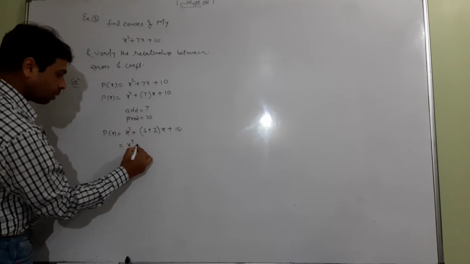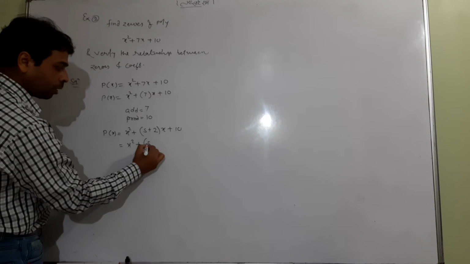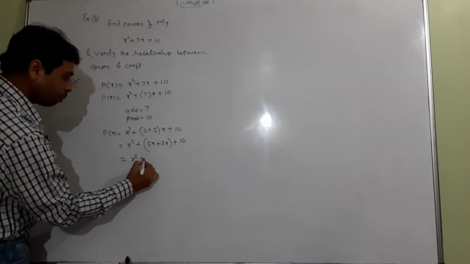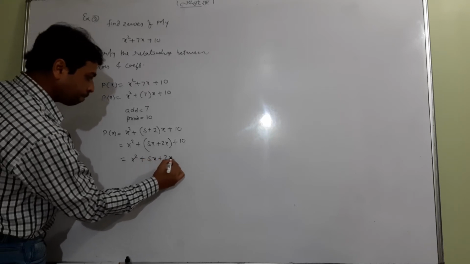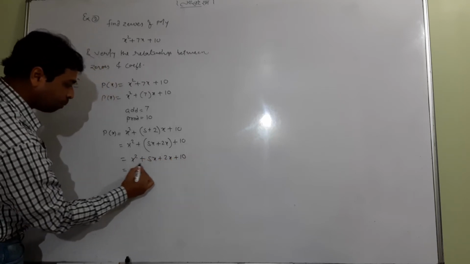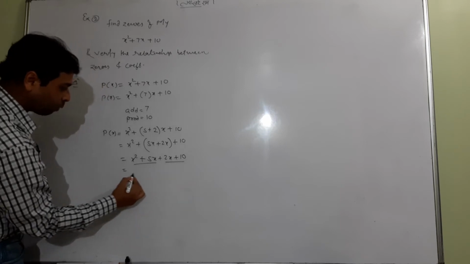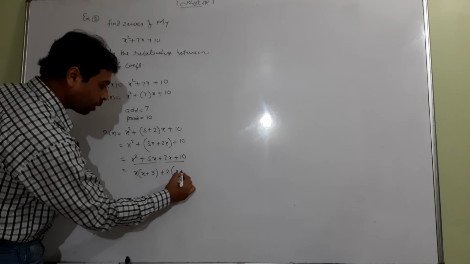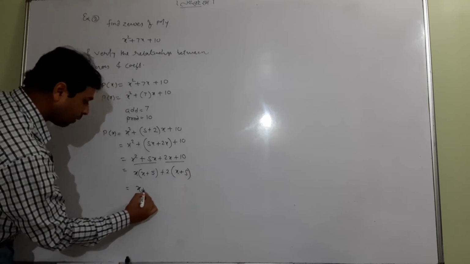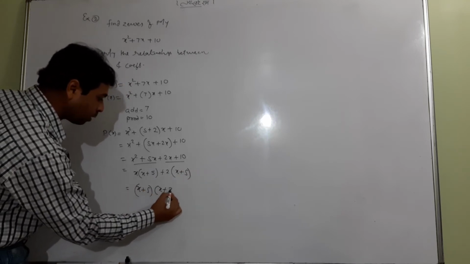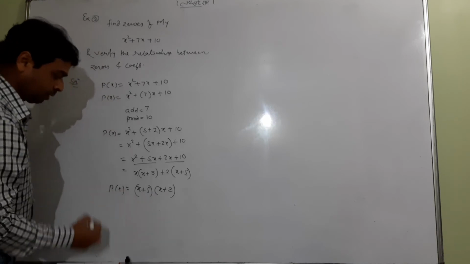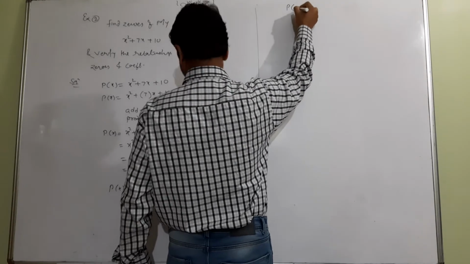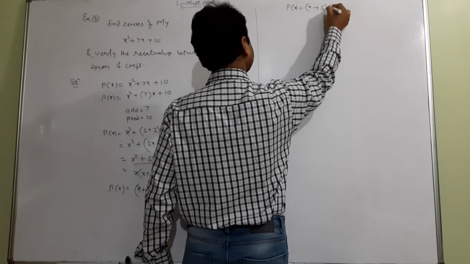Next, multiply x inside the bracket, it's 5x and 2x. Afterward, open the bracket with plus sign. Then make a pair of these two. Take x common, x plus 5. Take 2 common, x plus 5. Lastly, take x plus 5 common. What remains? Only x plus 2. This is your p of x. Now what to do? For p of x we got x plus 5 and x plus 2.